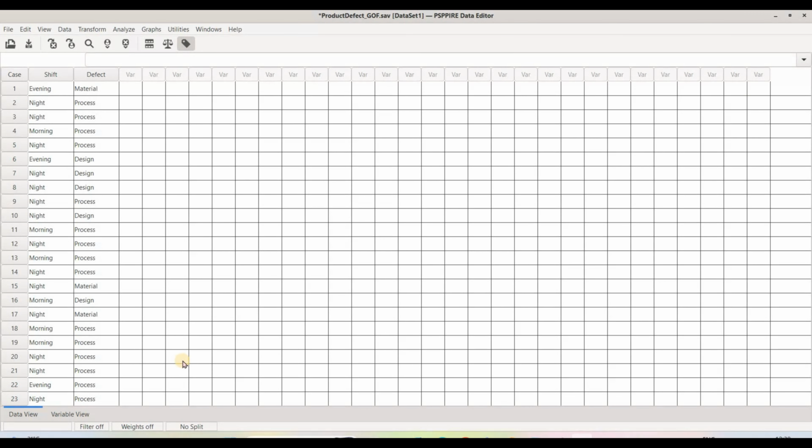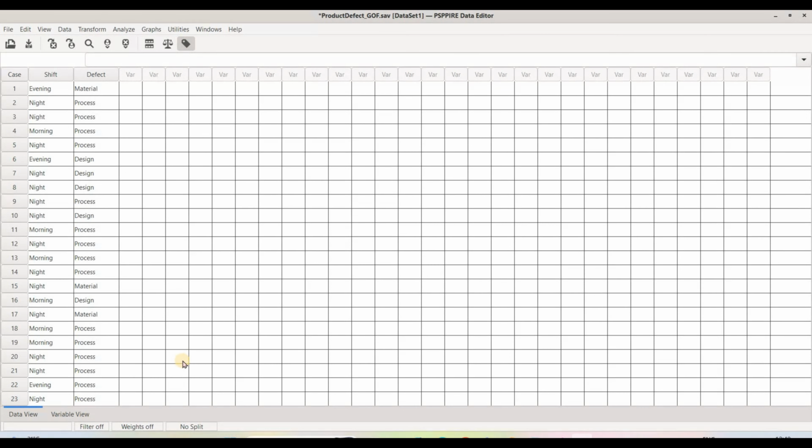So what is the goodness of fit test? It's basically a test that we use to see if the data we have matches some kind of pattern that was previously assumed or some pattern in theory.